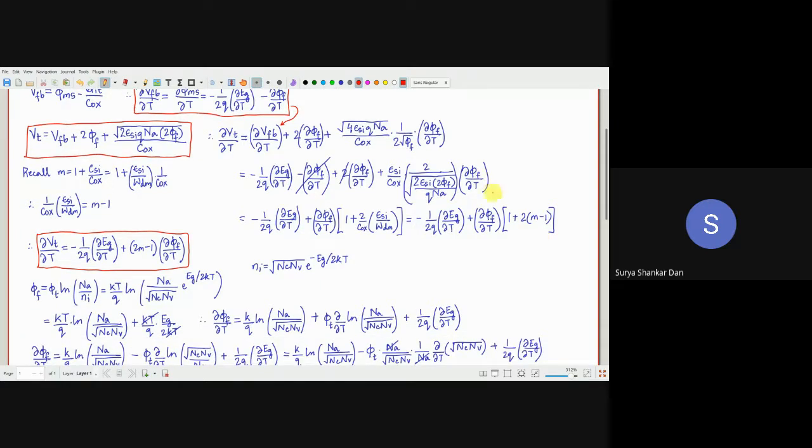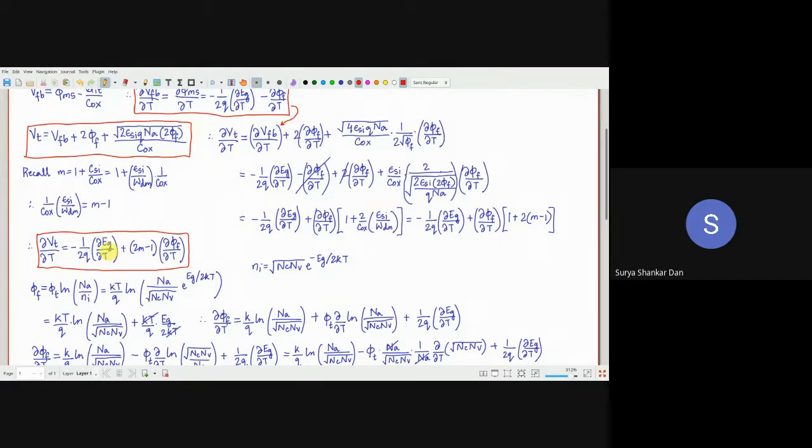So what do we get? Twice m minus 2 plus 1. So twice m minus 1 is coming out of the del phi f del T. Now what we understand is that the rate at which the Vt changes with temperature is a very strong function of the variation of the band gap with temperature. But remember, this is something like a material property. Different materials will respond to the temperature variation of band gap differently.